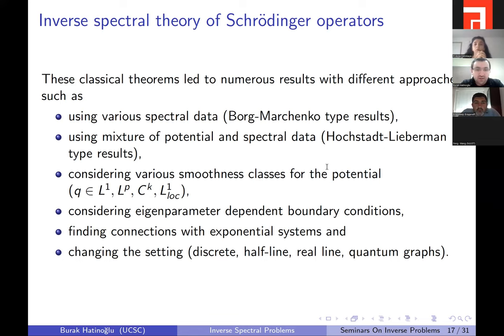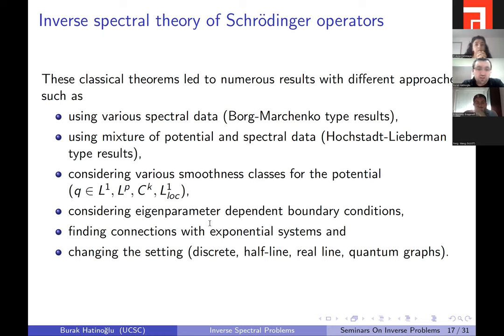In the classical results, we saw that the potential was assumed to be L1, but it's also possible to consider various smoothness classes for the potential. And also one can consider eigenparameter dependent boundary conditions. I will give one example for each of these. A relatively new but important approach was finding connections with exponential systems, and I will try to focus more on this one at the end of the talk.